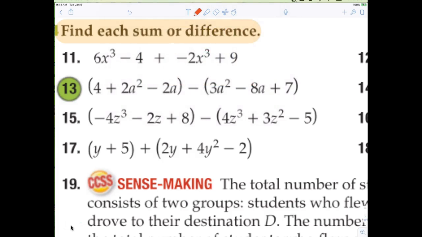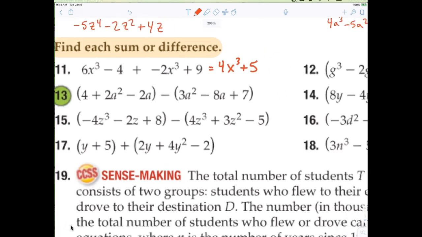All right, so somebody give it a shot. Come on, girls. Who's going to be brave? No brave girls. Yes, good for you. 4x to the third plus 4x to the third plus 5. Wow. Easy, I told you. Very, very easy. That's all you're doing is combining like terms. All right, let's go to number 12.